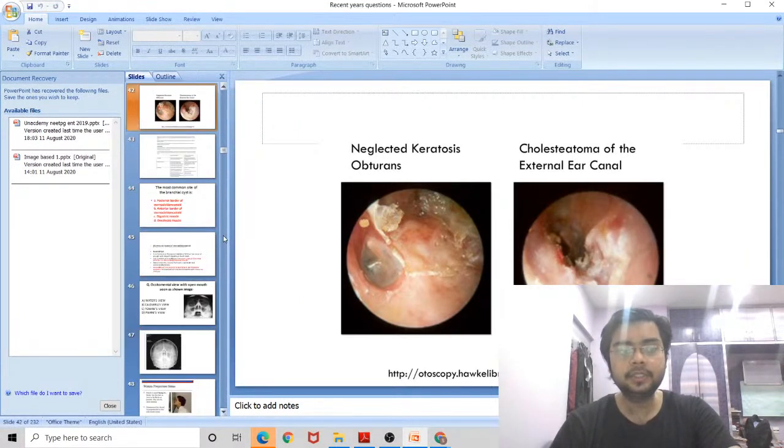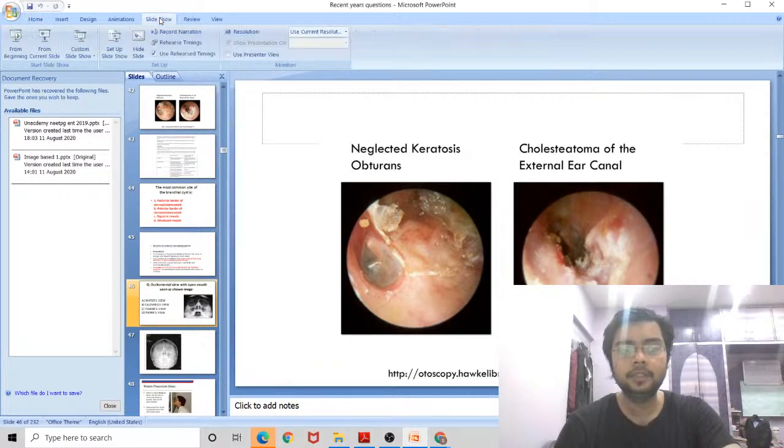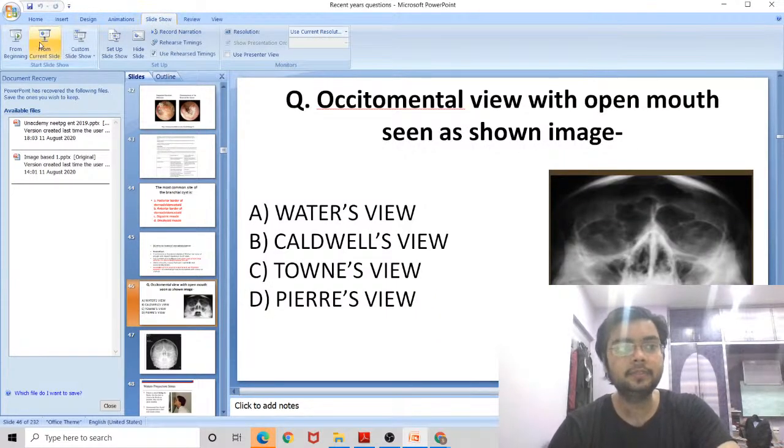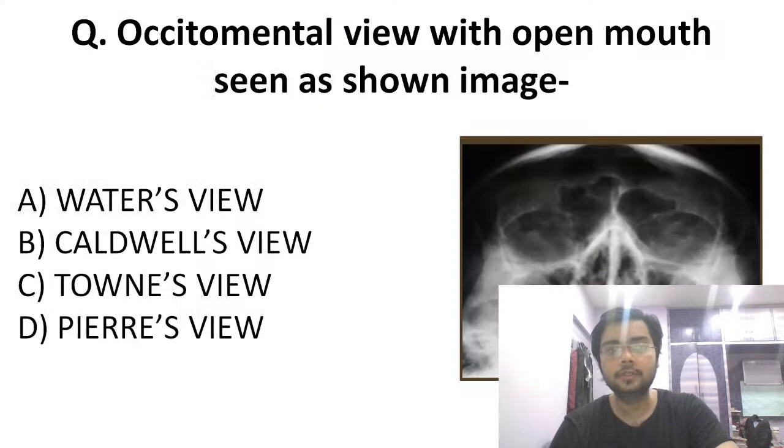So one question is from the X-ray of paranasal sinuses. It's a straightforward question, but many people have confusion, because recently I received this query. If I ask you about this occipitomental view with open mouth seen in the image, can you tell me the answer, whether it is Waters view, Caldwell's view, Towns view or Perez view?